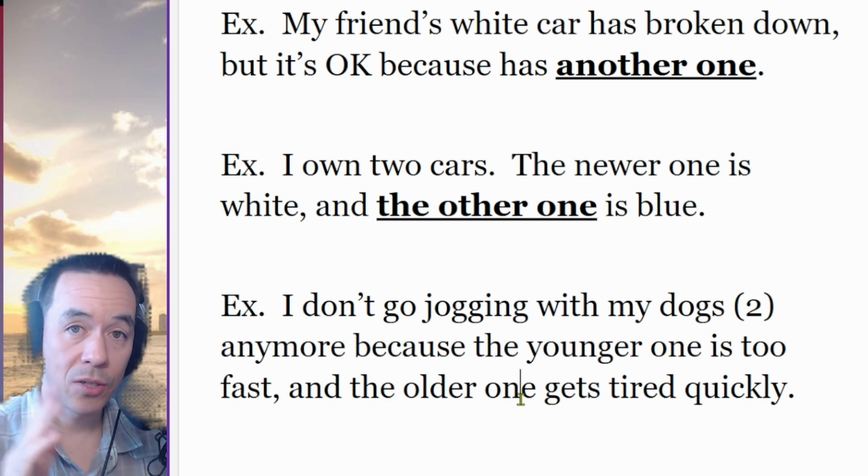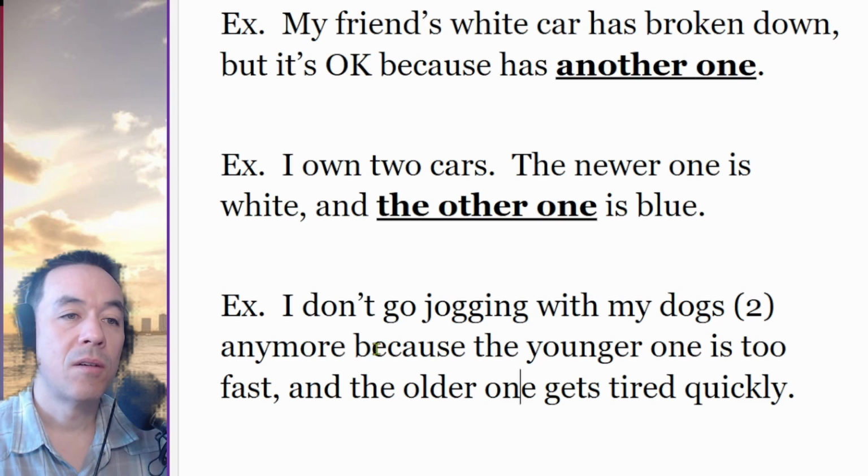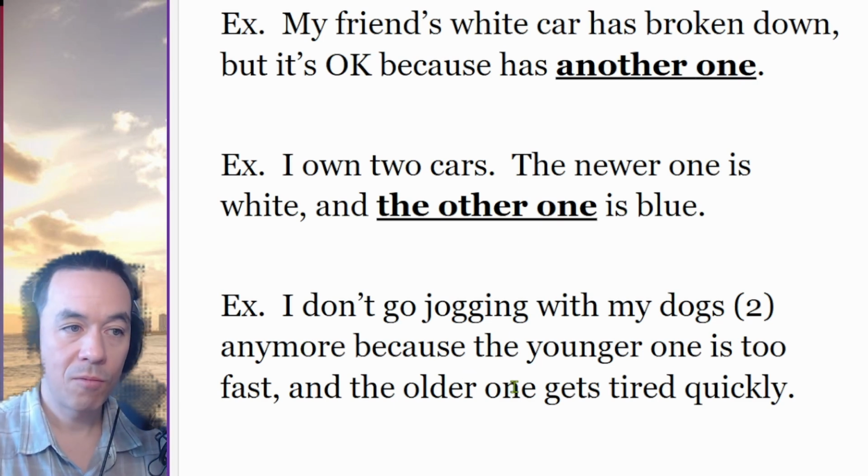And notice here, no picture. We have to use our mind to imagine. Younger one is too fast. Older one gets tired quickly. So the balance is off. So we can't go jogging together anymore.